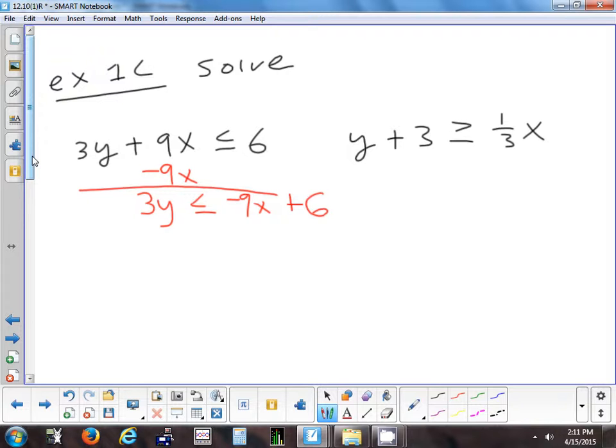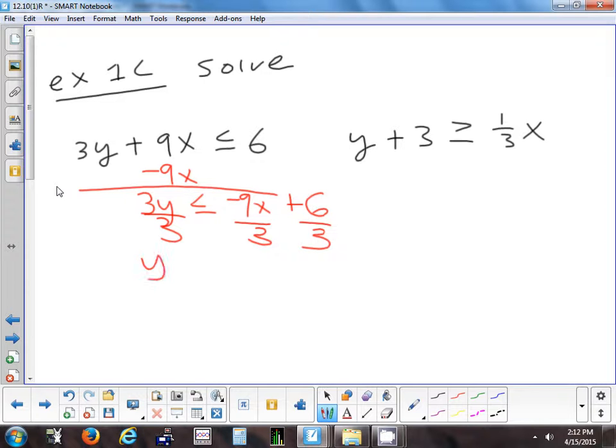Laura, what am I going to do now to get y by itself? It's a two-step one, right? I had to subtract 9x. Then my next step will be what, to get y by itself? Divide everything. Why'd you pick 3? Because there's a number attached to y, right? That's going to get y by itself. Divide by 3, divide by 3, divide by 3. Can anybody give me the whole thing, sign included?